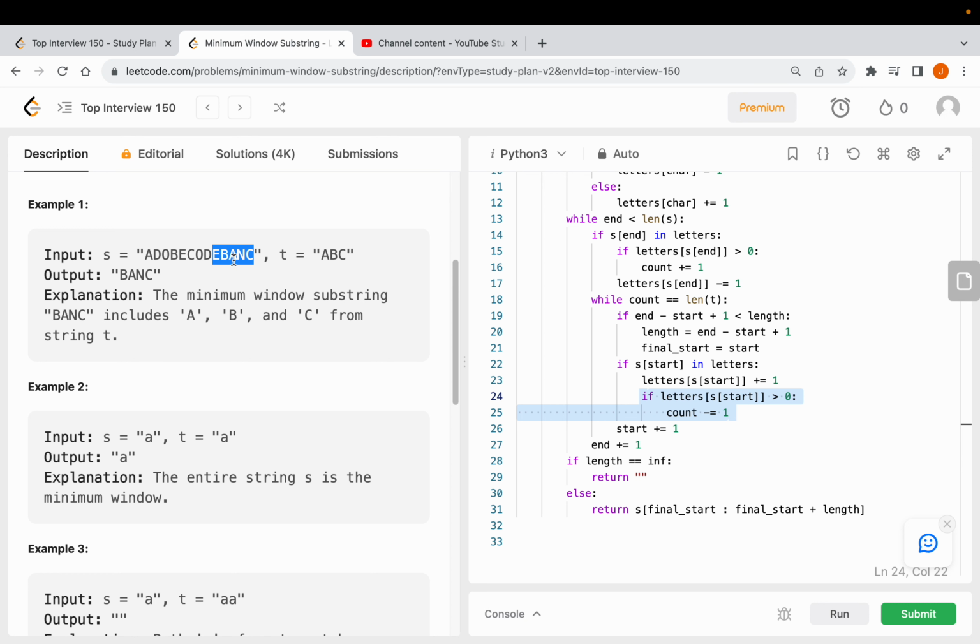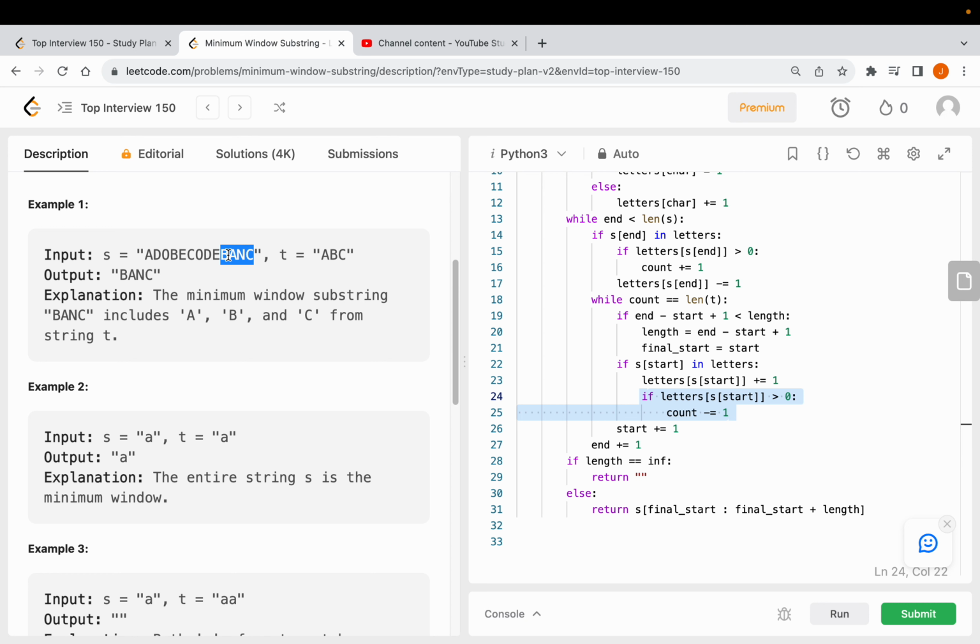Now this is actually length 5, so that is shorter than the previous length 6. So this time length will be updated to 5 and final start will be updated to this E. And is E in letters? No. So next round again we have B, A, and C. So this has length 4, so it will update length to be 4 and final start will be B.